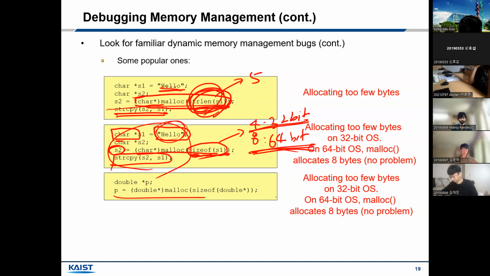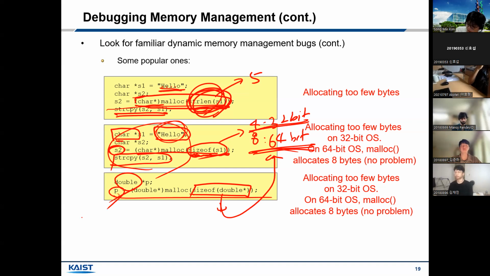Similar here, right? If you do this, it will actually return the same 8 bytes for 64-bit machines and 4 bytes for 32-bit machines. And if you try to allocate a double into P, and you're using 32 bits, you're out of space. You don't have sufficient space.